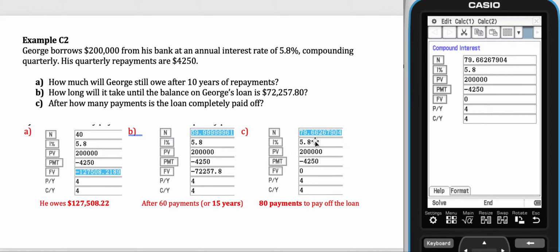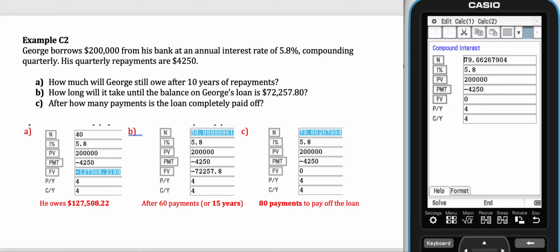The fact that it says 79.66 means that probably that last payment would be a little bit smaller, but it will still be a payment, so he still has to make 80 payments. And even if that number was like 79.2, we would still say 80 payments to pay off the loan. Just that sometimes the last payment might be a little bit smaller.